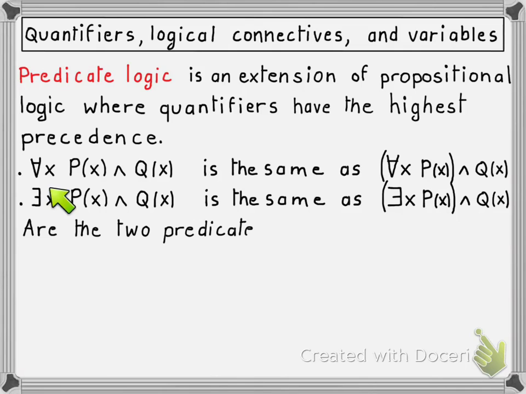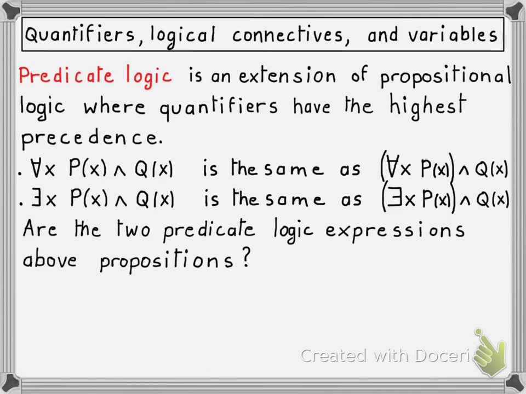So are these two expressions here propositions in predicate logic? And the answer is no, for the reason we just explained, namely that for all x has a scope that stops after p of x, which means this x, this variable here, is not in the scope of for all x, and therefore its value is left unspecified. That is unacceptable, and therefore this expression is not a proposition in predicate logic. And for the same reason, this x doesn't have a specified value either, since it's outside the scope of this existential quantifier. So for the same reason, this expression is not a proposition of predicate logic.